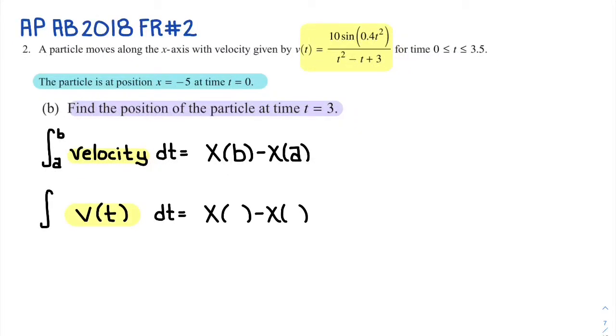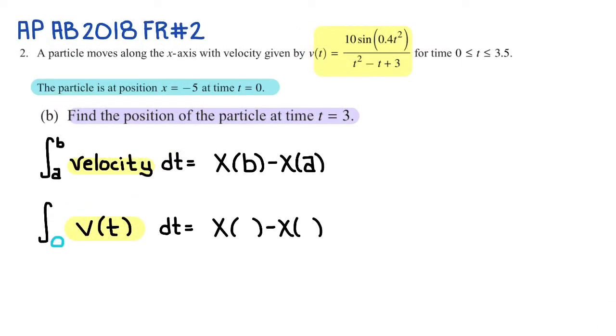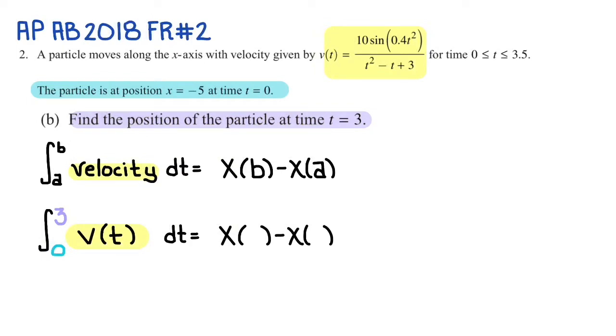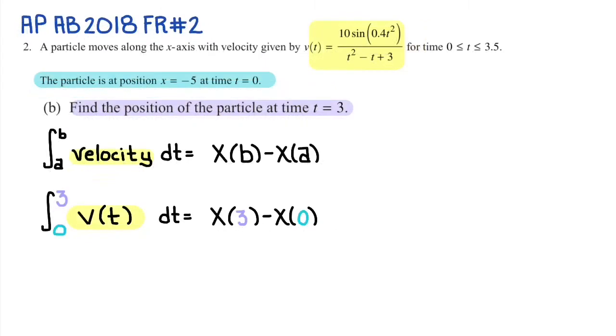Substitute the velocity function. Zero is the given time of our known position, which will be our lower bound. 3 is the time that we want the position, which is our upper bound. The integral of velocity from time 0 to 3 is the change in position from 0 to 3. If we found the position at time 3 and subtracted the position at time 0, this is also known as the displacement over the time 0 to 3.